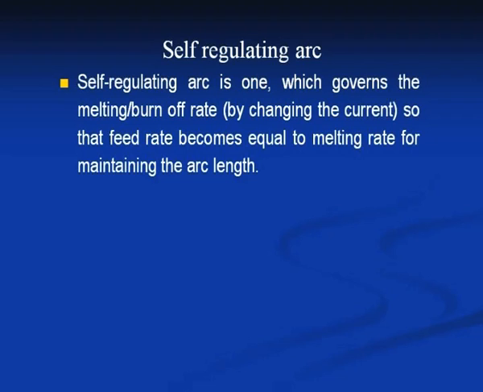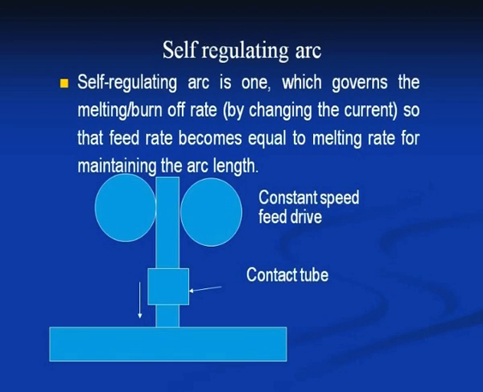If we see here, the constant speed drive system is used, where the electrode passes through the contact tube, and in the case of a constant speed feed drive, the wire is fed at a constant speed, and the melting rate is governed by the current magnitude. Due to any reason, if a fluctuation in arc length takes place, for a given speed, an increase in the arc length decreases the welding current, and thus decreases the melting rate.